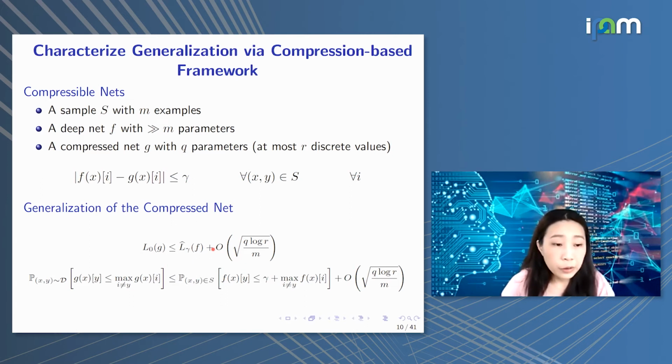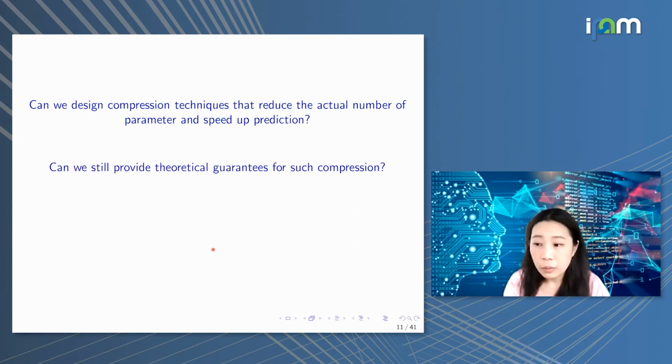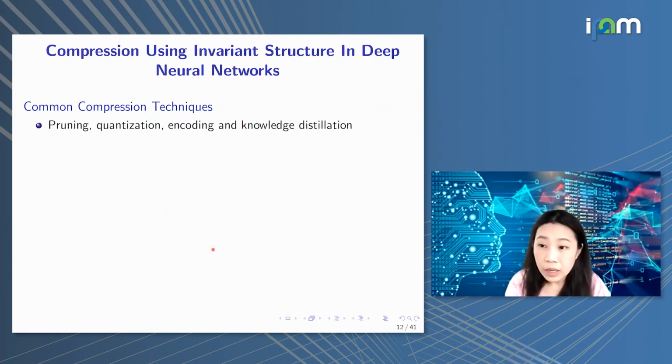And the idea is that we're going to use that bound to give a better generalization characterization combined with tensor representation. So can we design compression techniques that reduce the actual number of parameters and speed up prediction? Can we still provide theoretical guarantees for such compression? Can the compression depend on simple, intuitive, and measurable properties of the network? So just a review of compression methods that are commonly used. For example, you might have heard about pruning, quantization, encoding, and knowledge distillation. Most of the existing methods might fall into that.